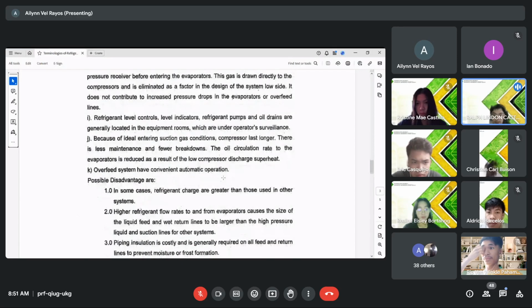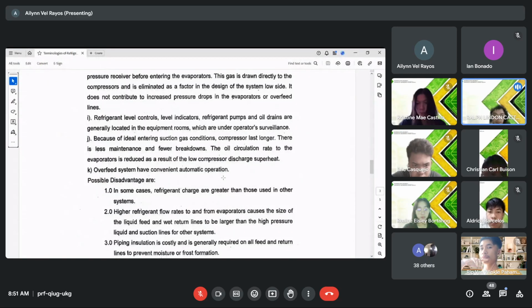H. Flash gas, resulting from refrigerant throttling losses, is removed at the low pressure receiver before entering the evaporators. This gas is drawn directly to the compressors and is eliminated as a factor in the design of the system low side. It does not contribute to increased pressure drops in the evaporators or overfeed lines.